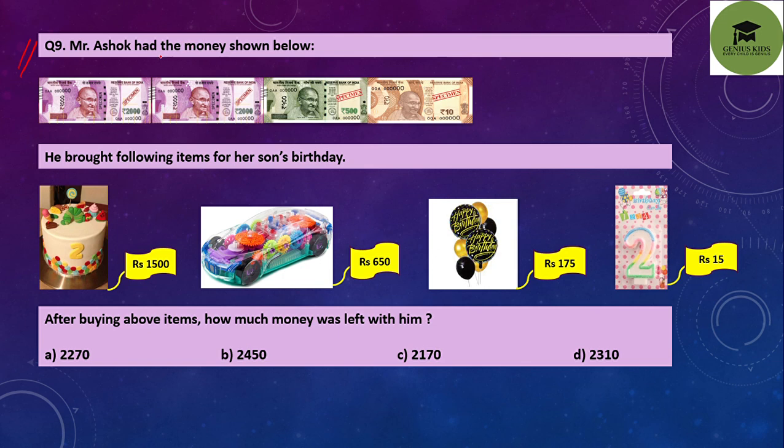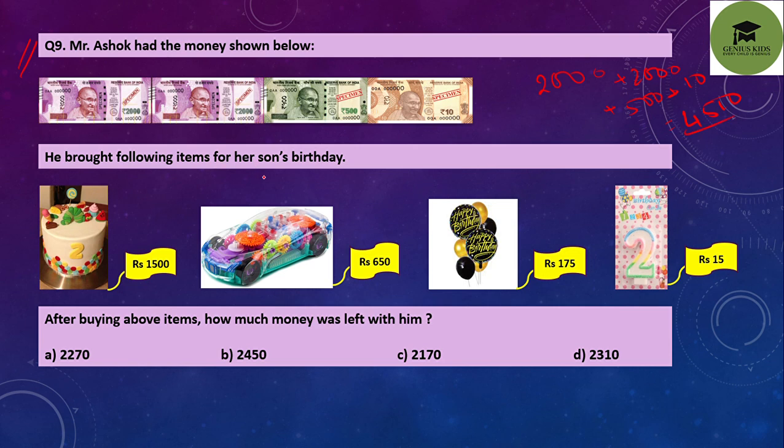So what is the question? Mr. Ashok has money shown below. Money 2000, 2000, 500, 10. So how much money does Ashok have? 2000 plus 2000 plus 500 plus 10. So it will give you 4510. Okay. Mr. Ashok had 4510 rupees.